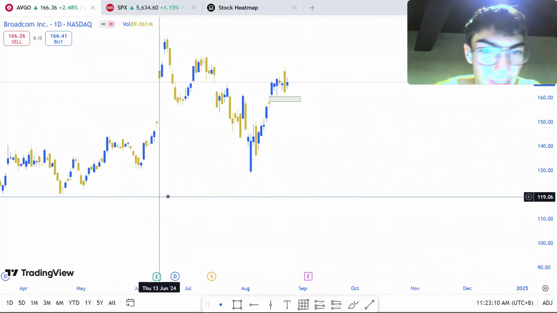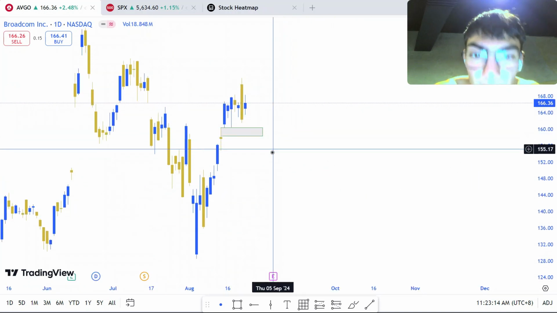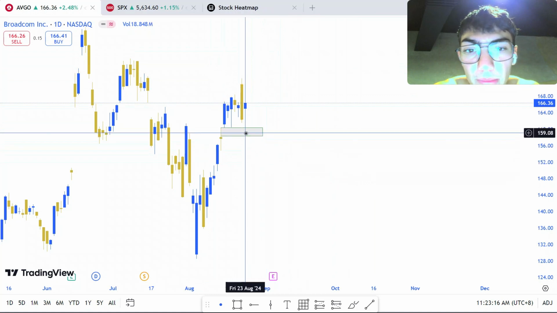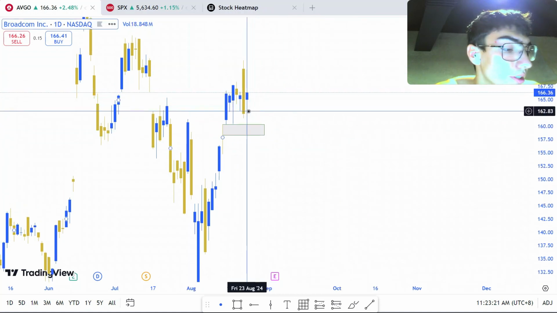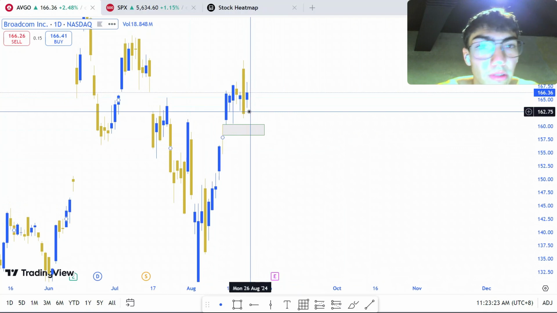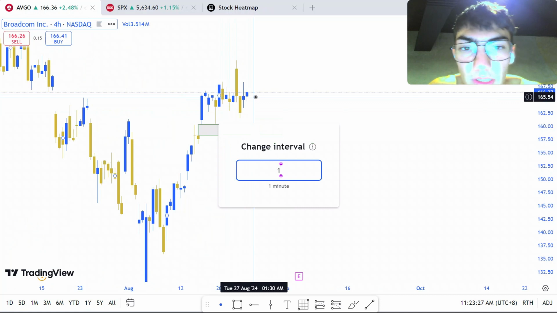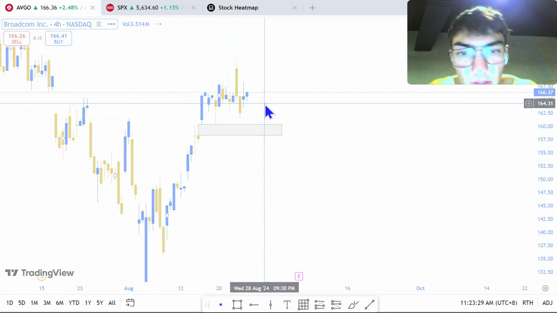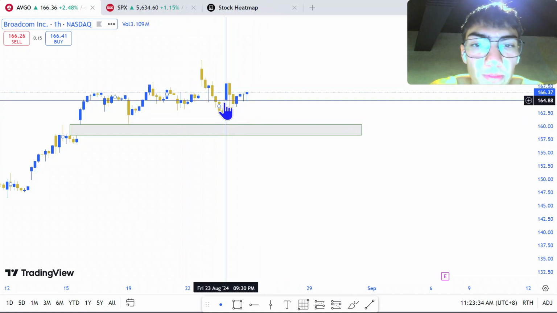Alright, we are on AVGO on the daily time frame. As you can see, there's a daily gap right here, and daily is bearish. So we are looking for shorts. Go to the 4 hour. I see a break of structure to the downside. 1 hour broke structure to the downside, and then it gapped up, filled this gap.